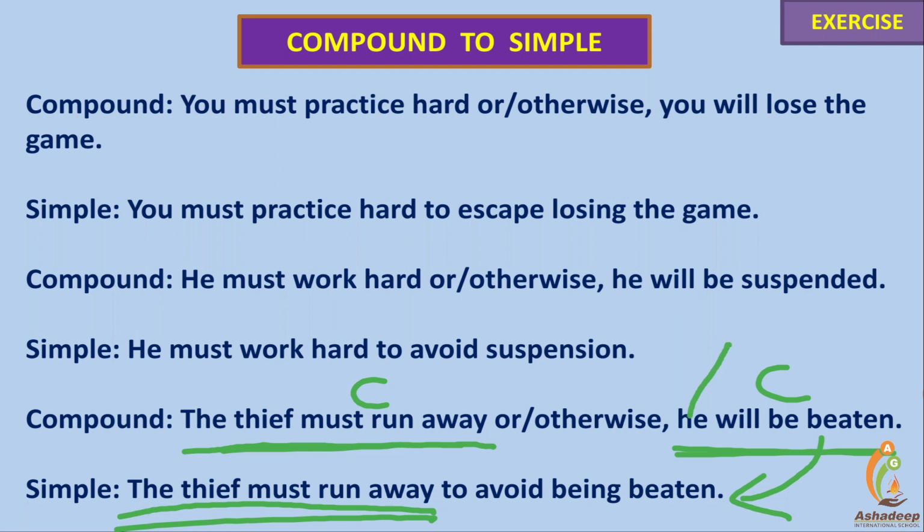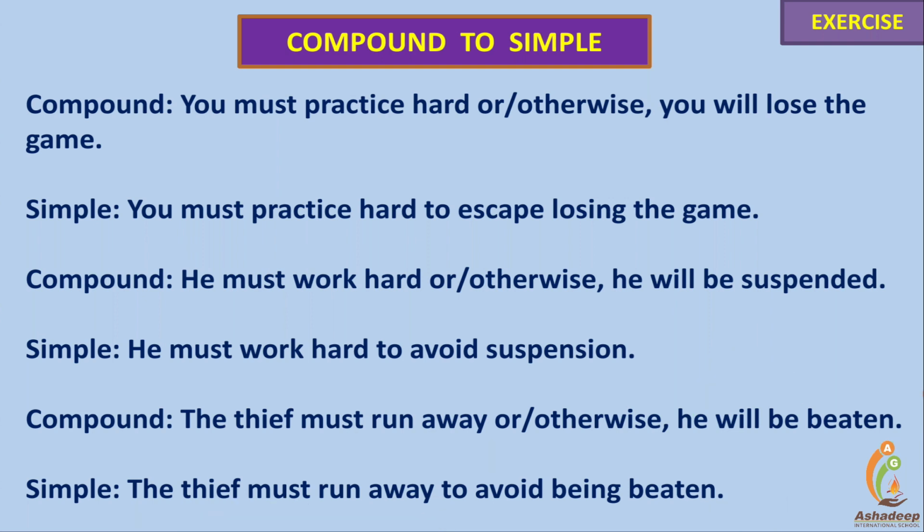He has been removed. Will be beaten has been removed. No finite verb. To avoid being beaten, to avoid being beaten by someone, is the passive structure. So friends, this is the way compound sentences are converted into simple ones, by removing the coordinating conjunction and converting either of the clauses into a phrase.